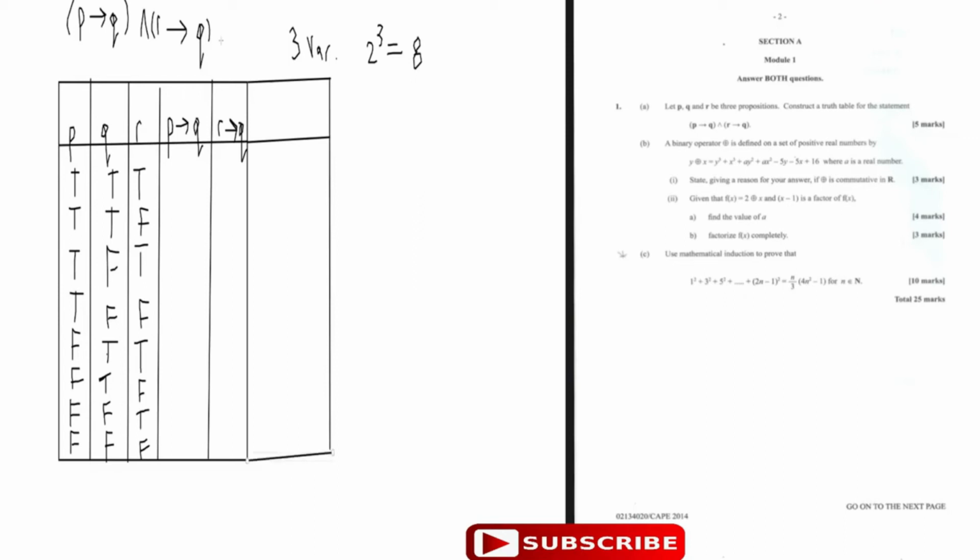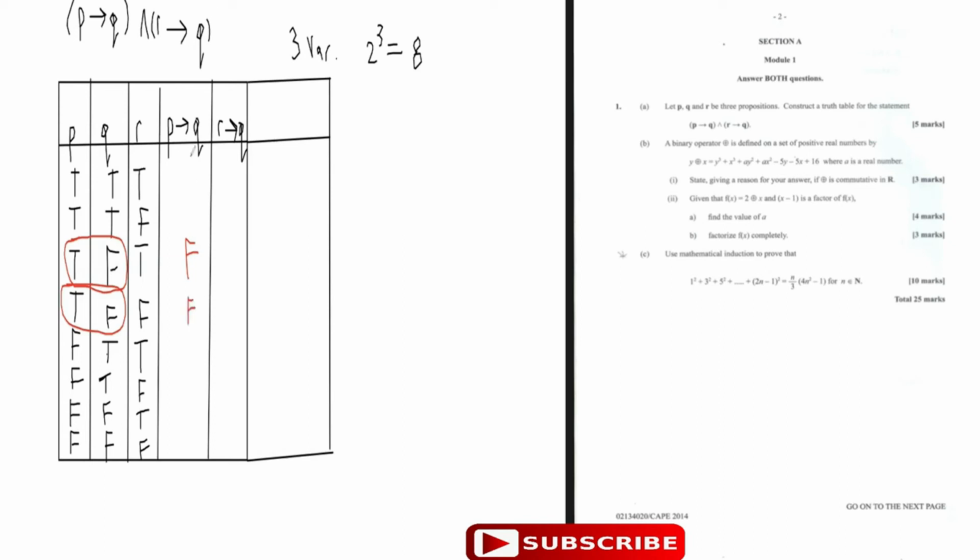Now P implies Q, let's put the results in red. P implies Q, the only time it's going to be false is when P is true but Q is false. So you're going to look for when P is true but Q is false. That's somewhere right here. P is true and Q is false. Here as well, P is true and Q is false. So these are the only two times when P implies Q is going to be false. Everywhere else it is true.